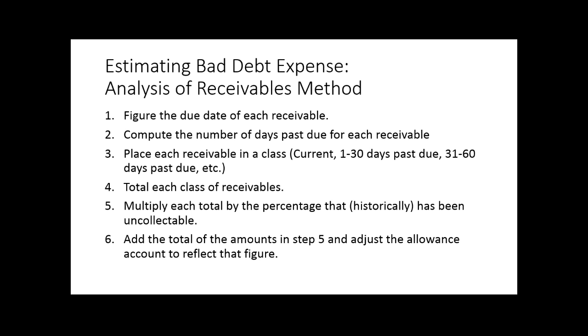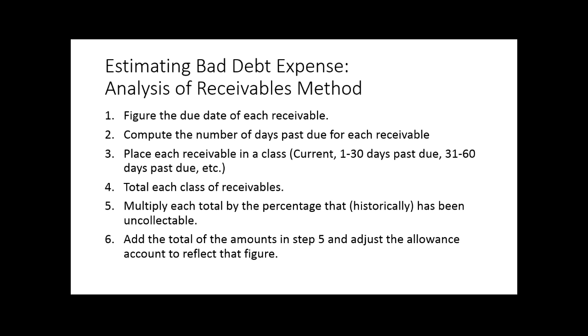All right, the other method is the analysis of receivables method. It's a little more complex, but it's no great shakes. What you do basically is you take each account that somebody owes you, each account receivable. You figure out the due date. If the due date is past, then they are overdue, and you place each one in a category based on how long overdue they are. Most people have categories called current or not past due. That's for all the people whose due date hasn't arrived yet.